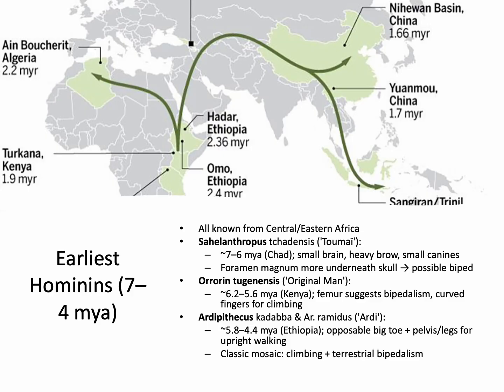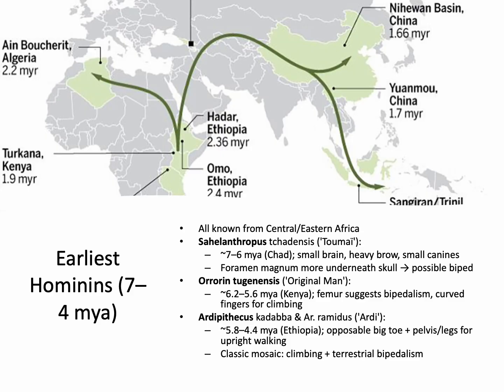So Orrorin appears to have been a part-time biped, likely walking upright on the ground, but still spending a lot of time in trees. So again, we're seeing that mosaic: not a modern human on two legs, but an animal experimenting with a new way of using its body.